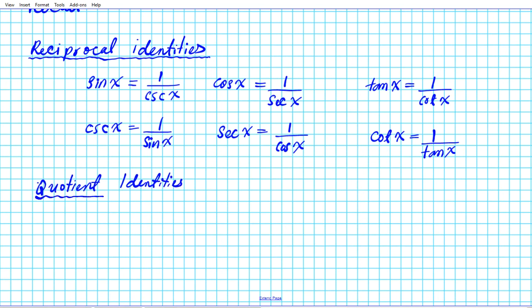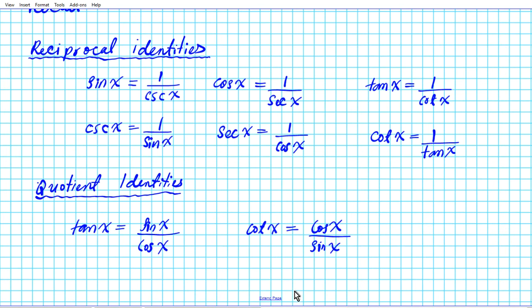Quotient identities are nice identities that can help you rewrite tan and cotangent in terms of sine and cosine. So tan x is equal to sine x over cosine x. And its reciprocal cotangent x, as you would expect, will be the reciprocal of this quotient right here, which is cosine x over sine x.